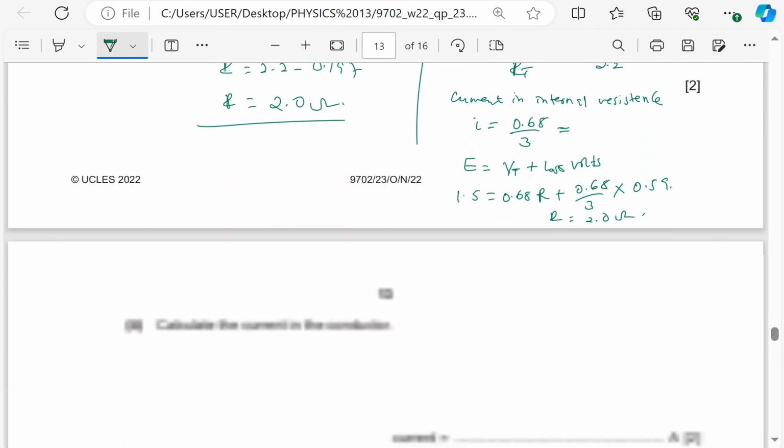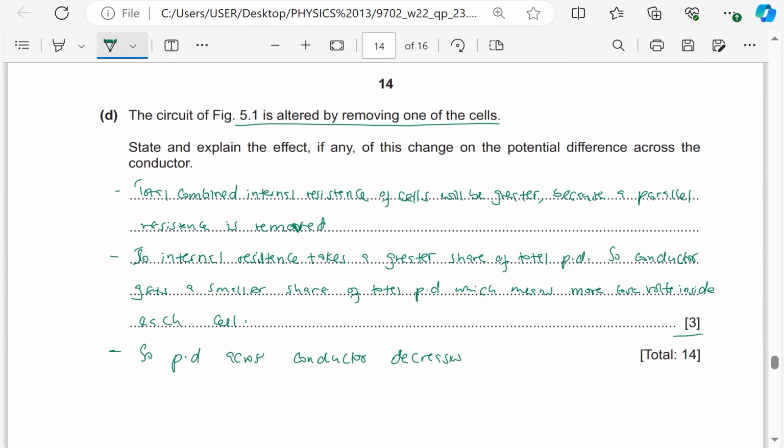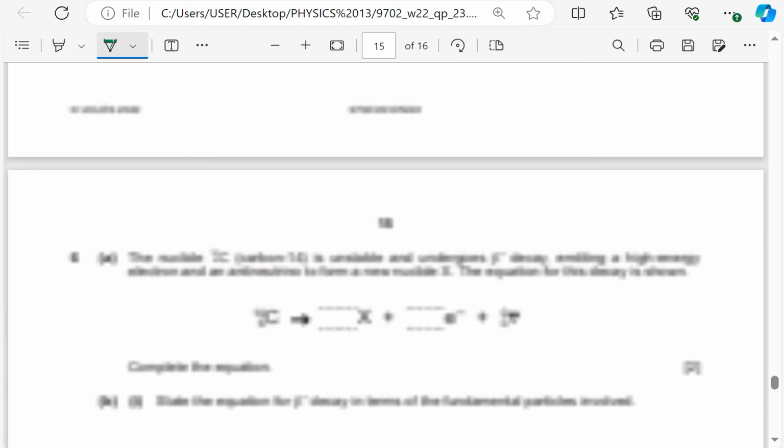So we are saying the PD across the conductor is most likely going to decrease because the internal resistance takes a greater share of the total PD. Because it's now a greater internal resistance, the conductor will get a smaller share of the available PD, which means there are more lost volts inside each cell, which means the PD across the external conductor is automatically going to decrease. I would verify this by calculation, but I want to use the 5 minutes to finish the paper.